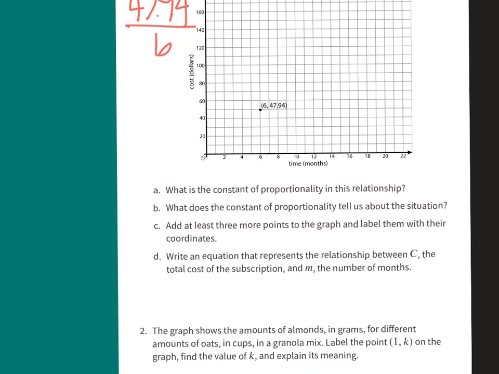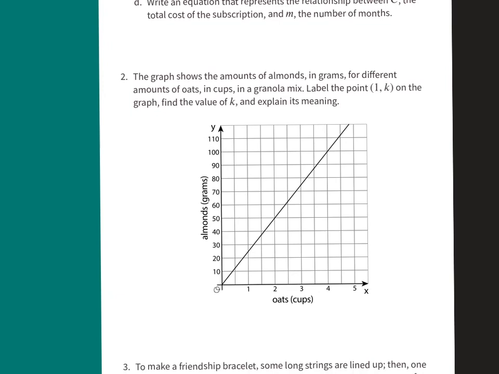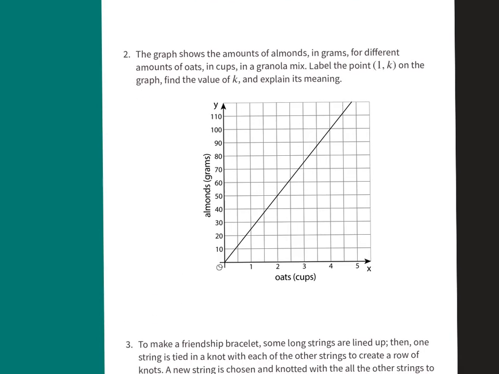Question number 2. The graph shows the amount of almonds in grams for a different amount of oats in cups in a granola mix. Label the point 1, k and find the value of k. If we go over to 1, this number right here on my graph is the value of k. You need to tell me what that number is going to be. Remember, if you have any questions, go ahead and send me an email.